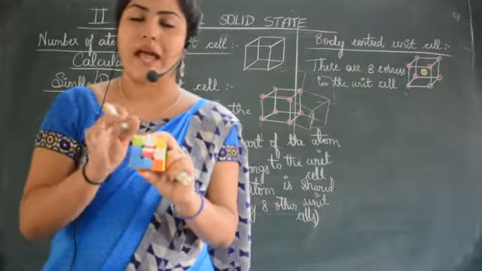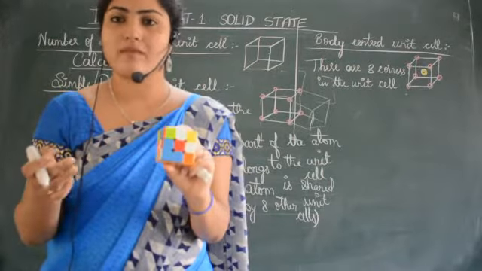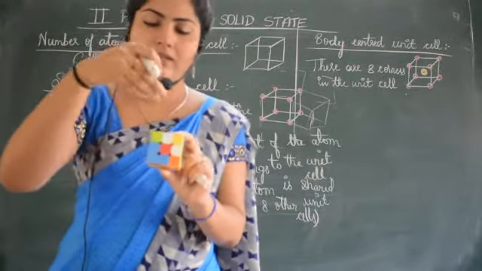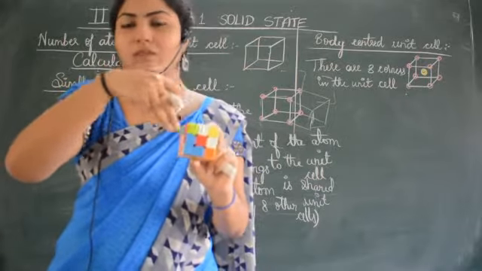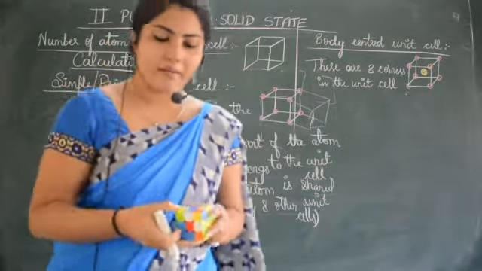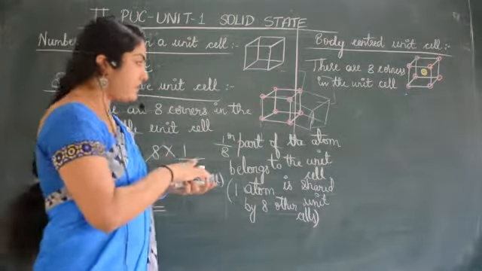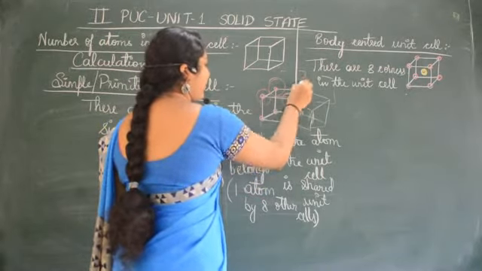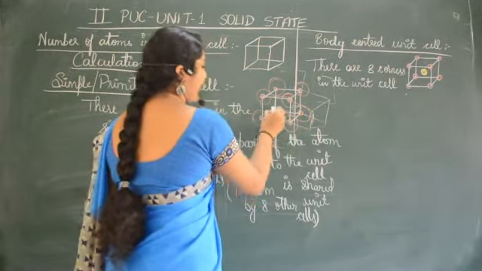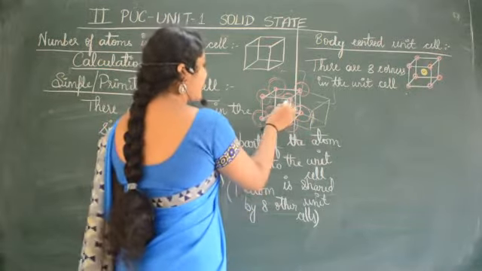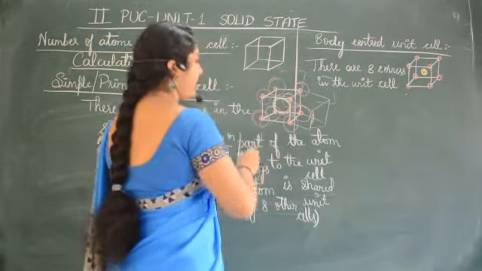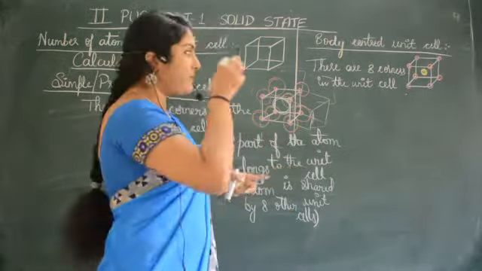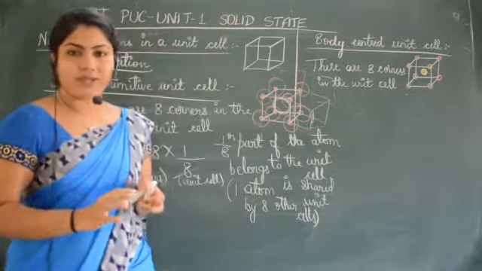What about that one atom? Whether it is shared by other unit cells? It is exactly at the center between all these atoms. Inside, one will be present. This is actually one atom, isn't it? 1, 2, 3, 4, 5, 6, 7, 8. One atom at the center means it's here at the center. Whether that atom will be shared by other unit cells? No. It is meant for only that unit cell. Are you getting the point?